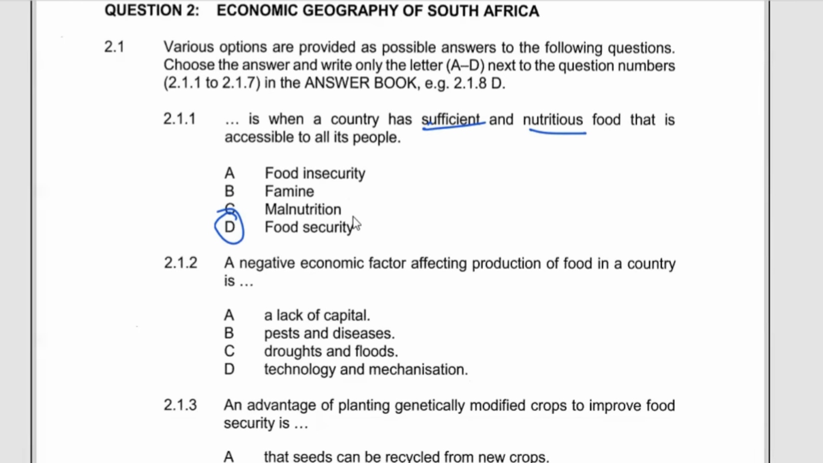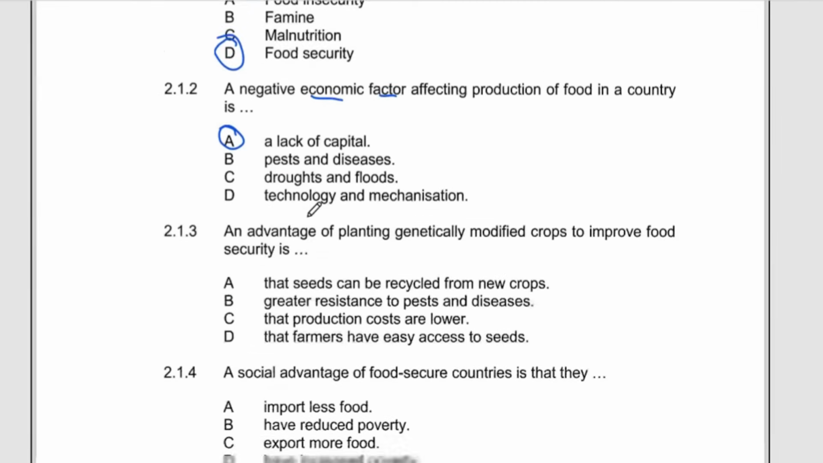Then a negative economic factor affecting production of food in a country is, we want to look at economic factor. Right. Lack of capital, that's the correct one. Pest and disease is natural or physical, droughts is physical, technology and mechanization is not a negative factor. Right, moving on to the next question.